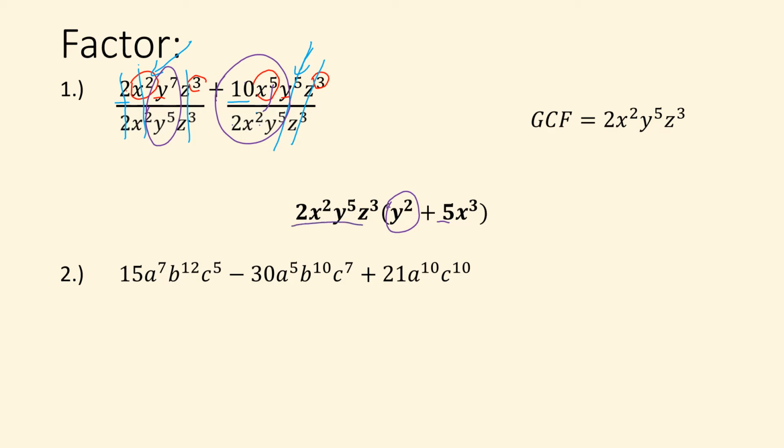This GCF, like I had mentioned, goes on the outside. It's like we're distributing it in. If we did distribute it in, this whole thing turns back into what we started with.